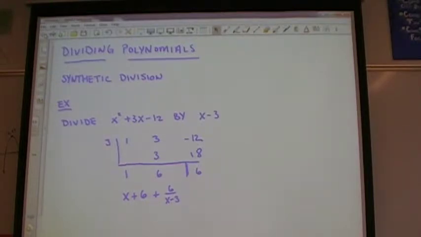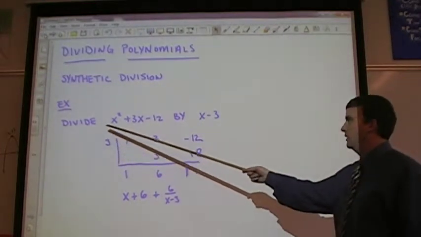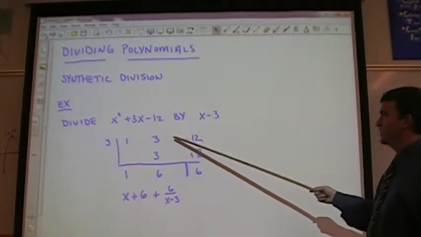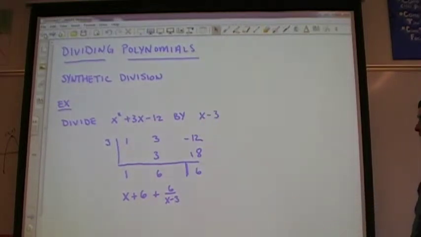With long division, you have to include all the variables, which makes it a lot more difficult, as you see in the book. It makes it long division because you have to do it. But with synthetic division, you can forget about the variables when you're doing the work. So we're going to divide x squared plus 3x minus 12 by x minus 3.